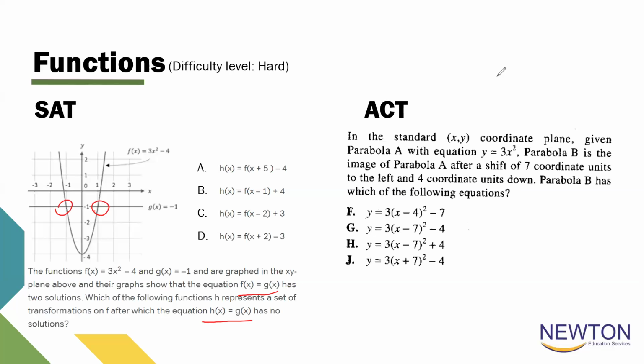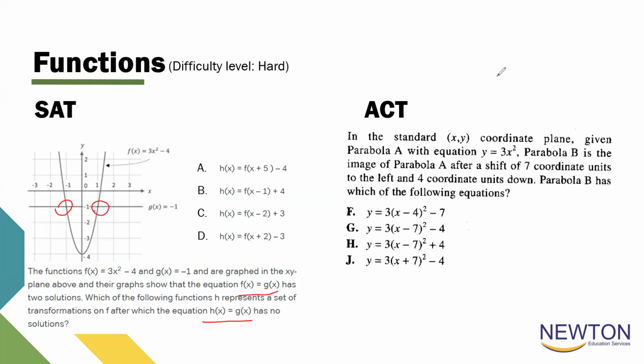So this is difficult. Why? Because first I have transformations. Second, I want no solution. So I have to know how to do the transformations in order to achieve this no solution. So what does no solution mean? This means I don't want them to meet.